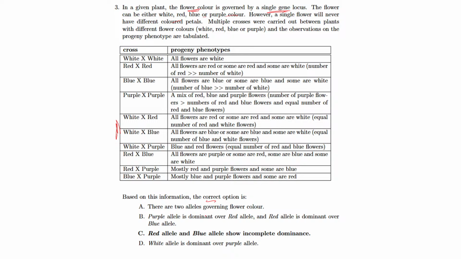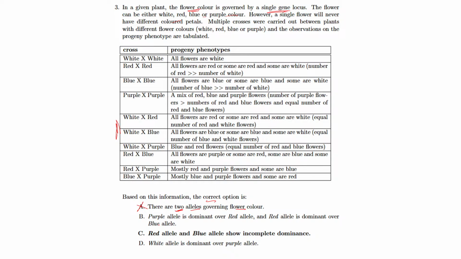Here I have the first option, which says that there are two alleles governing the flower color. I can clearly see that there are multiple colors, more than two colors. It's white, red, blue, and purple. So for a single gene locus, there are multiple alleles. So there are not only two alleles. So this option gets eliminated.